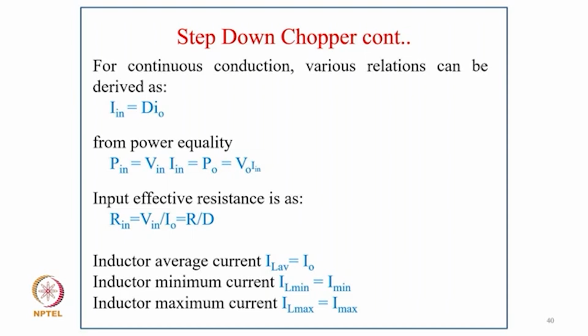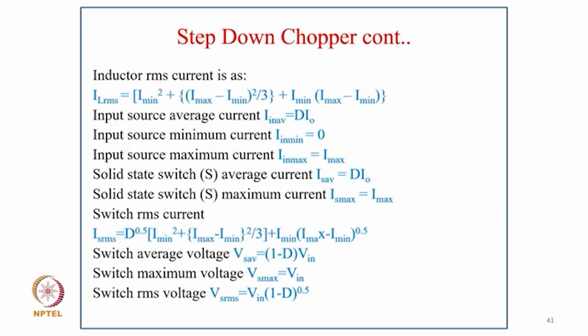So for continuous conduction, the various relations can be derived. I in equal to D IO, and from the power equality we can write P in equal to V in into I in equal to PO equal to VO into IO. The input effective resistance can be made equivalent to V in upon I in equal to R upon D. The inductor average current will be I average equal to IO, the inductor minimum current will be I minimum, and the inductor maximum current will be equal to I maximum. The inductor RMS current, I RMS, will be equal to the square root of I minimum square plus (I max minus I minimum) square by 3 plus I minimum into (I max minus I minimum).